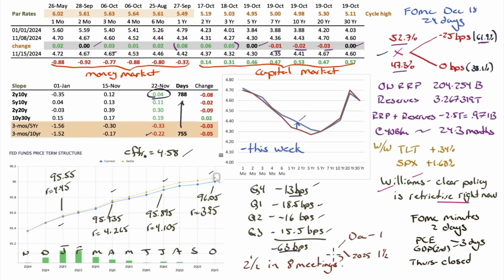63 basis points over the next 8 meetings, because I've gone out a year. We have 1 meeting ahead of us in December, and you have 7 more in 2025 before the end of October. I think the December is done. I think that is going to happen. So basically, you've got 1.5 cuts in 7 meetings. 1.5 in 7. Does that sound logical to you?